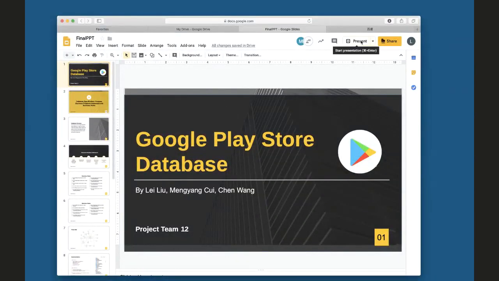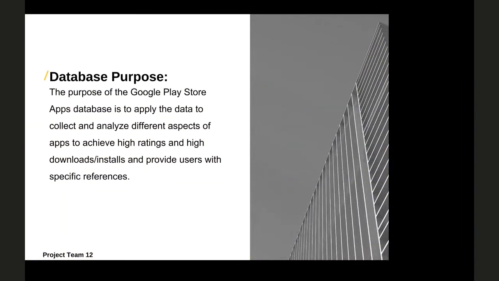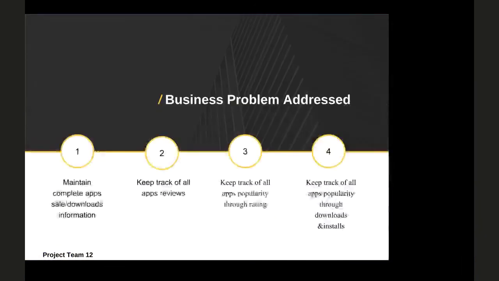This is Team 12. The database we use is the Google Play Store Apps database. The purpose of the Google Play Store Apps database is to apply the data to collect and analyze different aspects of apps. After sorting the data, we can see if the apps have high ratings or high downloads and provide users with specific references. Based on the purpose, here are the business problems we addressed.